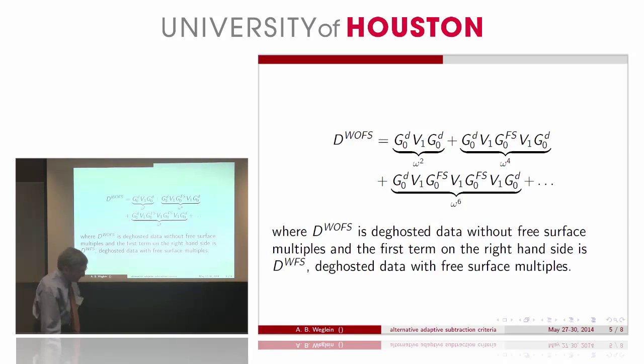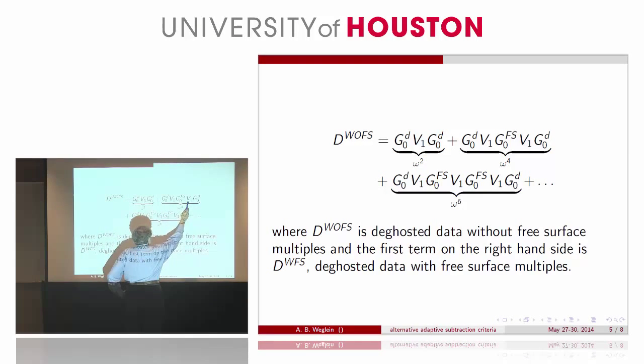So then the idea is, let's say you have a free surface algorithm. This is data without free surface multiples. The first thing here is your data. Data with free surface multiples, yes? And then it takes something like data times data with some operator G. This is the guy that makes it the free surface algorithm.